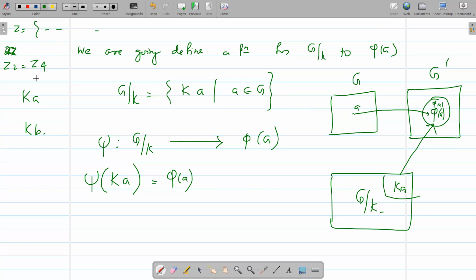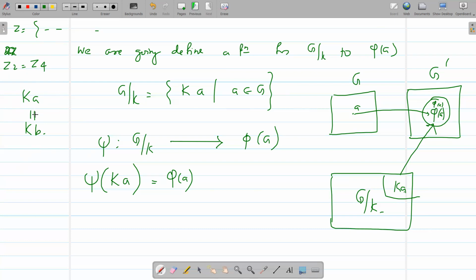Z2, Z4, the set of even integers. Those are the right coset elements. Now, if the right coset is the same, that is, if the definition is Ka and Kb and the right coset is the same.